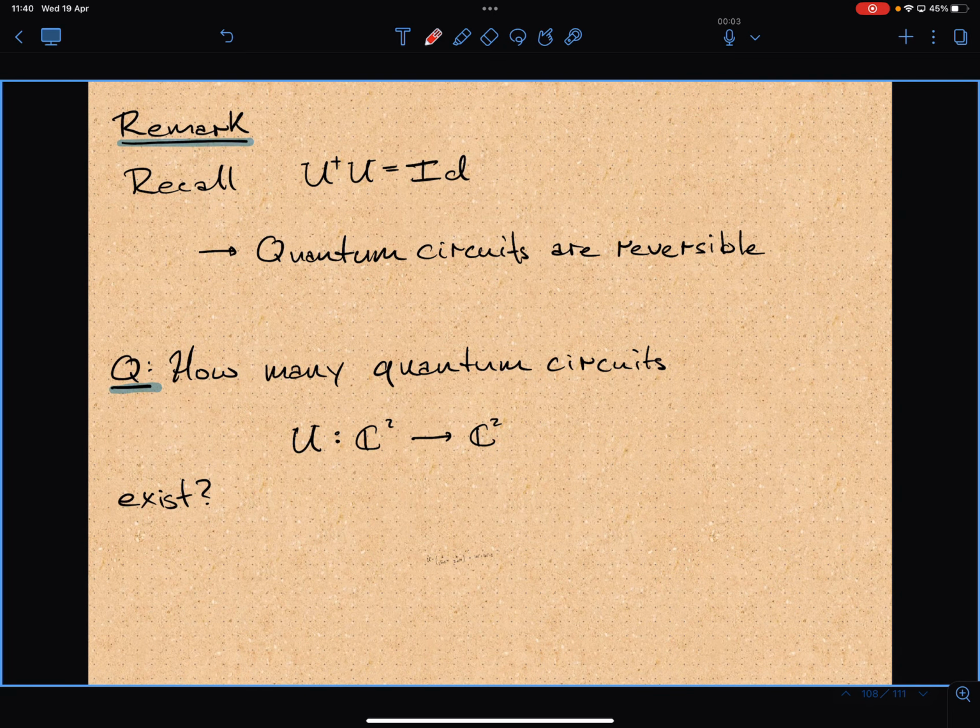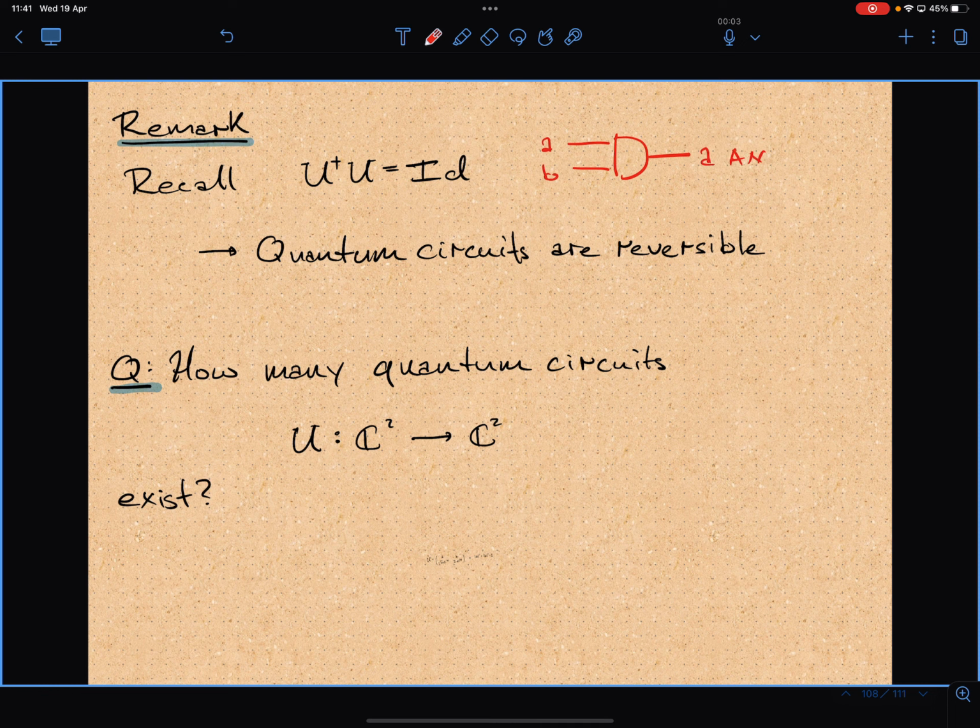Let's see. Here are two remarks and a question. In here, due to the quantum nature, we do have a restriction on the maps that they're unitary, meaning that the complex conjugate of U is the inverse of U, which means that quantum circuits are reversible. You can run them in the backwards direction, which is different from how classical circuits behave.